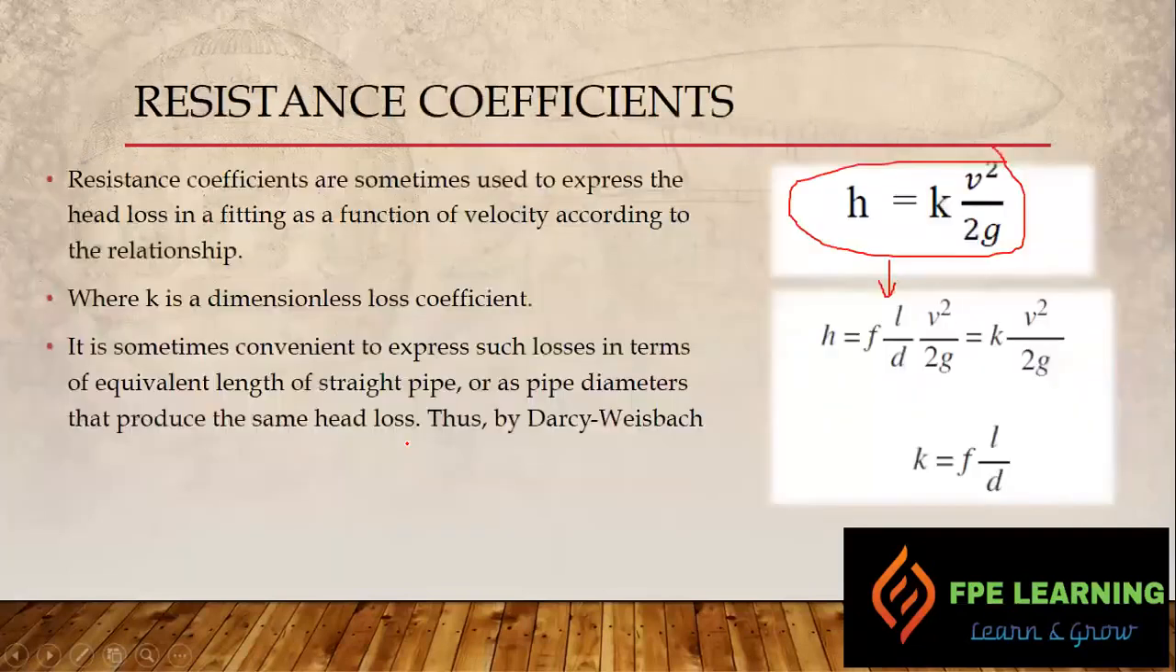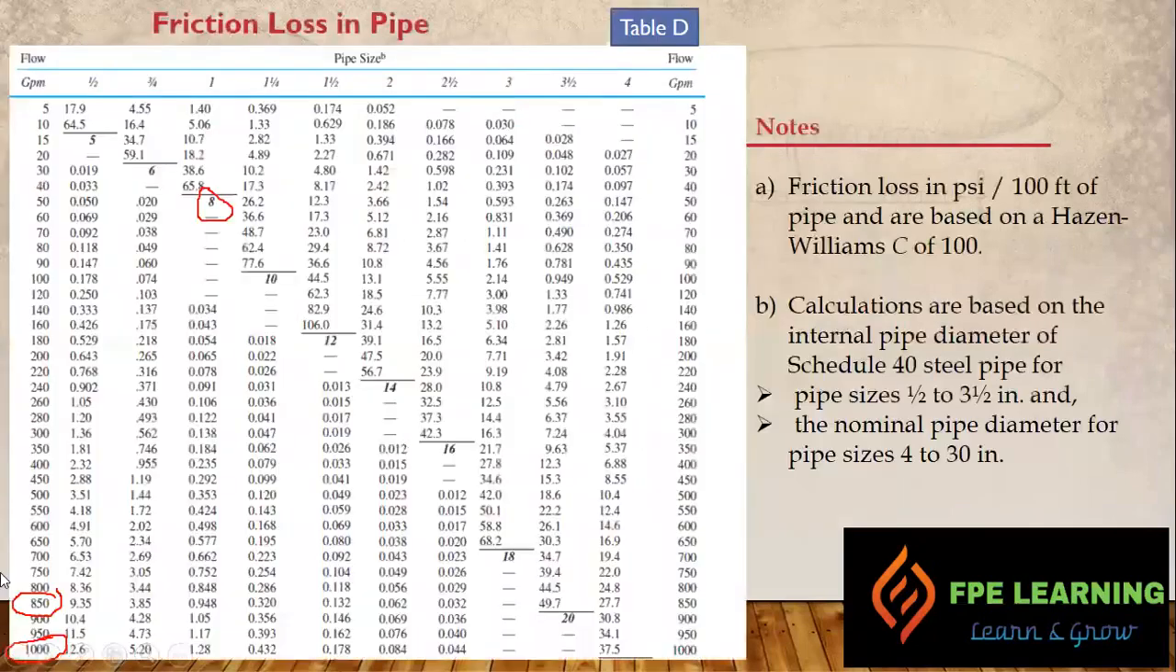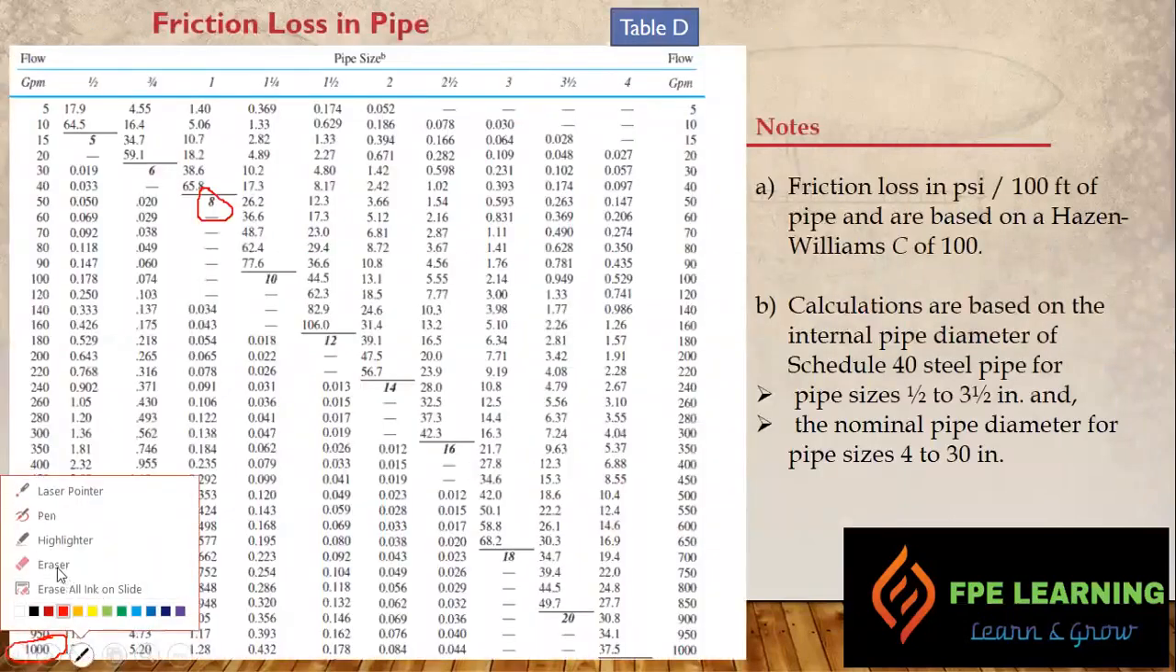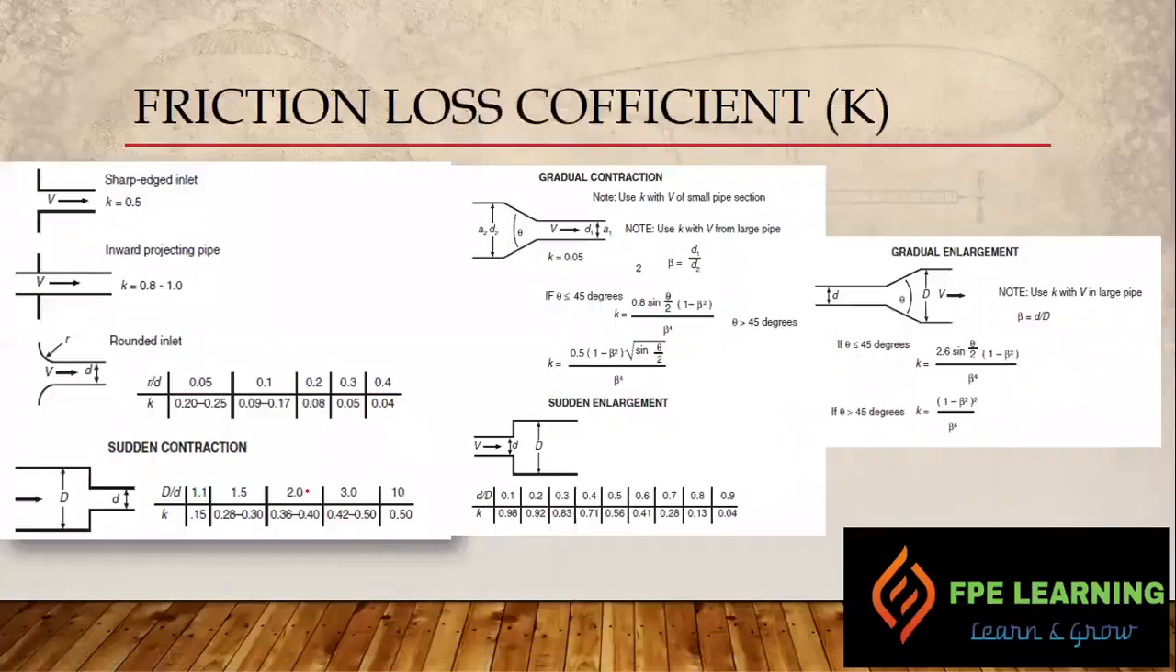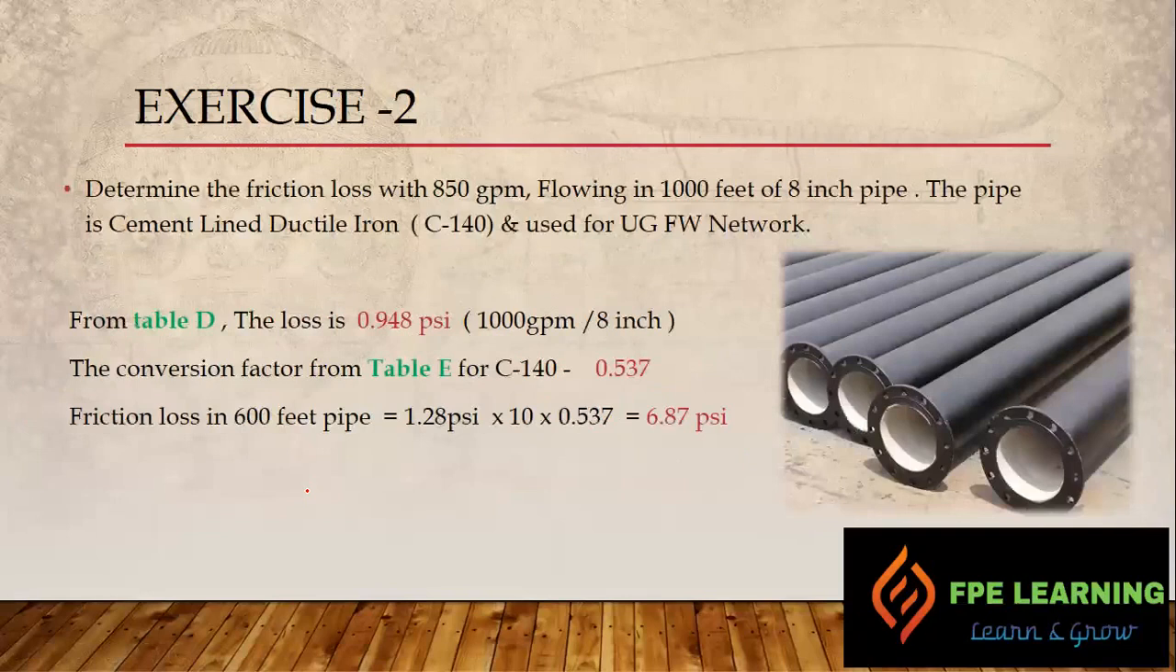So in 850 GPM and 8-inch pipe, we have a friction loss of 0.948, right? Taking the value of 0.948, moving on to the question now. So we have a friction loss of 0.948 psi from table D for 100 feet of the pipe, right?